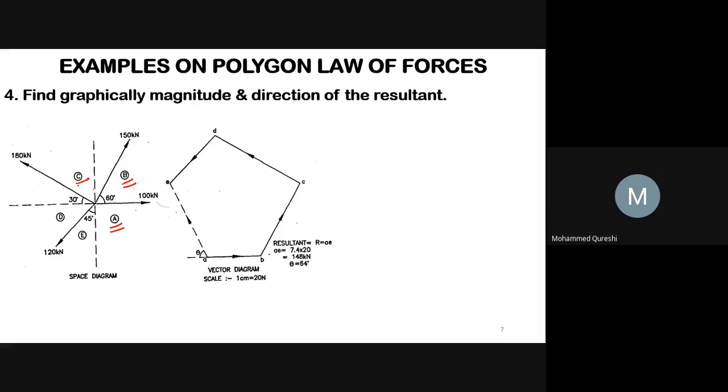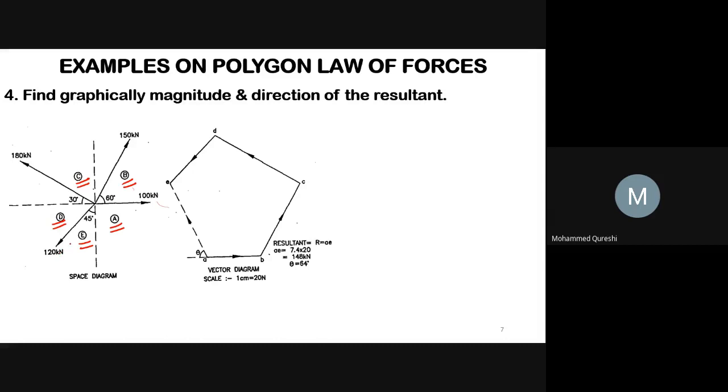So I will write here C. So force BC equals 150 kilonewton, and after 180 kilonewton I will denote by an English character D. So force CD equals 180 kilonewton, and here after 120 kilonewton E. So your force DE will be equal to 120 kilonewton.